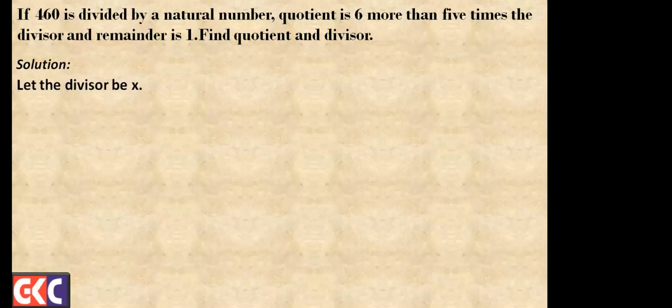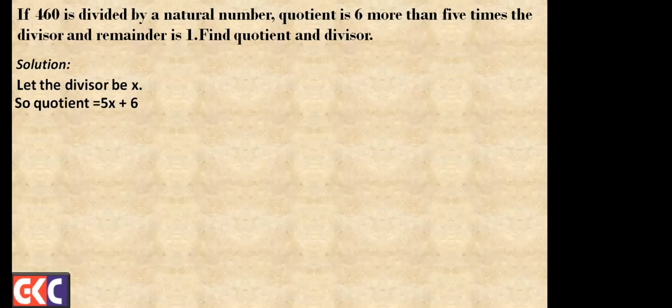So next is our quotient. Do you remember what our quotient was? 6 more than 5 times the divisor. You know what it means? 5 times the divisor, 5x, 6 more means plus 6. So your quotient became 5x plus 6. Is that thing clear? Did you understand divisor and quotient? Remainder is already given as 1. And 460 is divided, meaning 460 is going to act as your dividend.